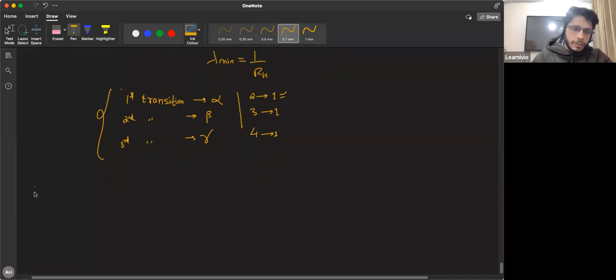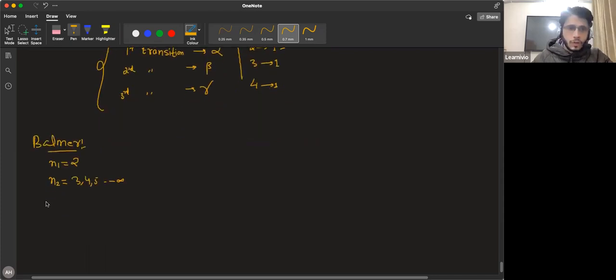Okay, after Lyman, the next is the Balmer series. For the Balmer series, N1 is fixed equal to 2, and N2 could be 3, 4, 5, up to infinity. For maximum wavelength, the transition is 3 to 2. For minimum wavelength, the transition is infinity to 2. And this lies in the visible spectrum.